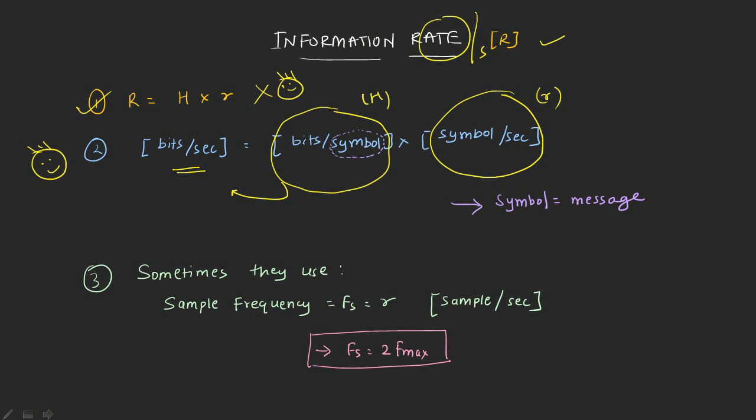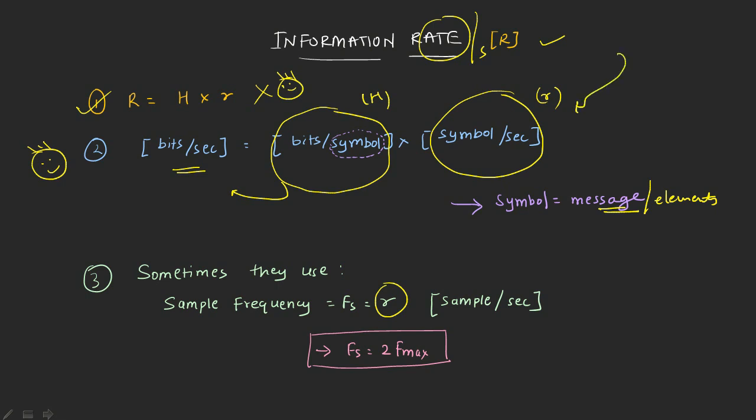That was the formula, and the important point is symbols can be changed with messages in the question or elements or anything. So you don't have to worry about that. You should know the meaning. It can be symbol, it can be message, it can be elements, no problem. Let's move forward to the third point. Sometimes they use sampling frequency as fs to represent the small r. So what is the variation? Variation is in small r.